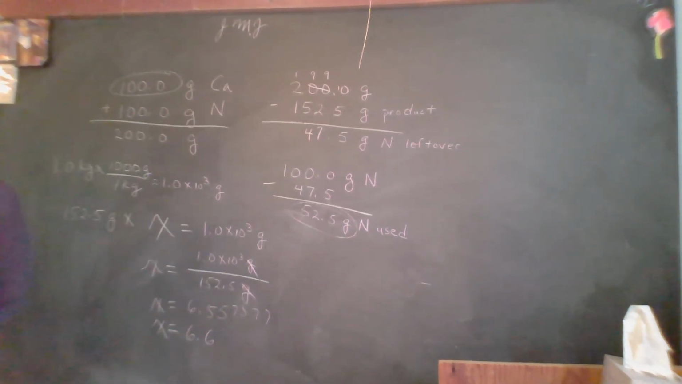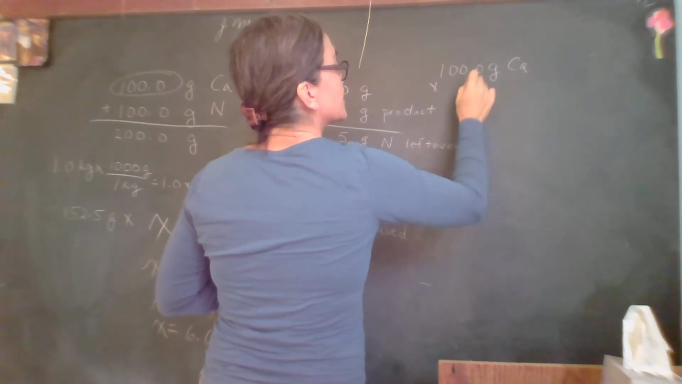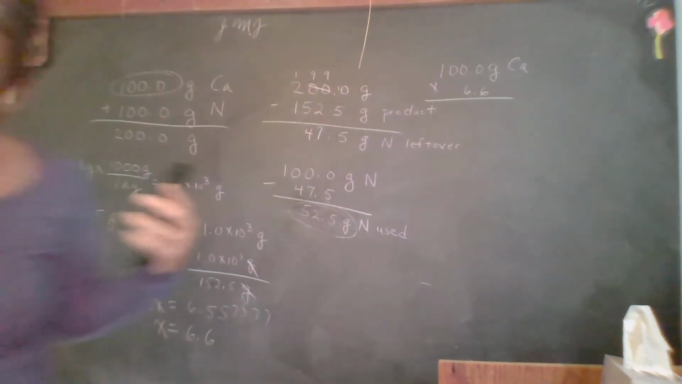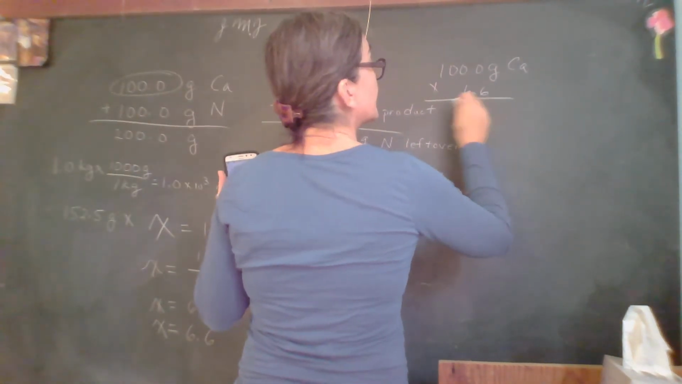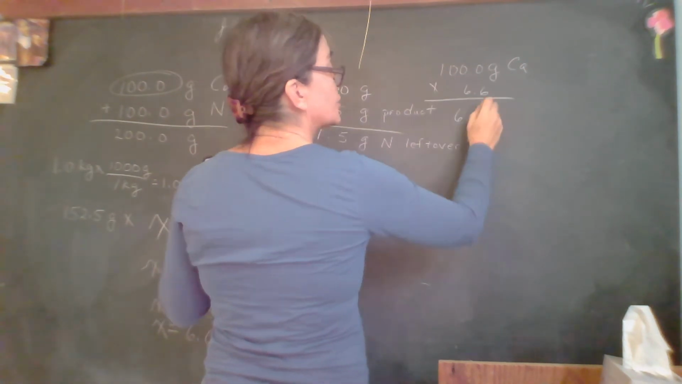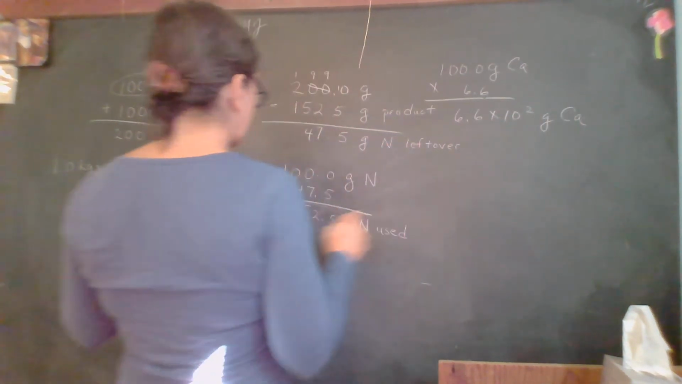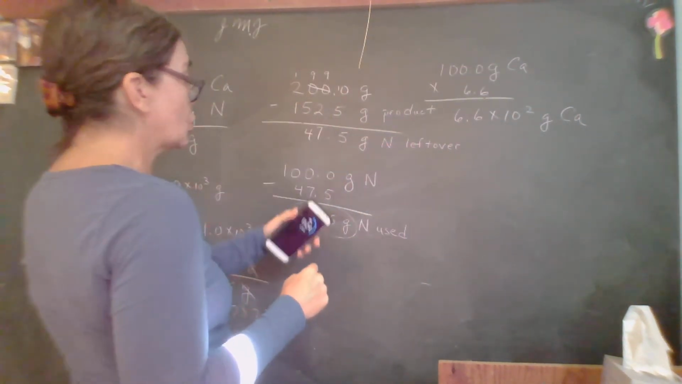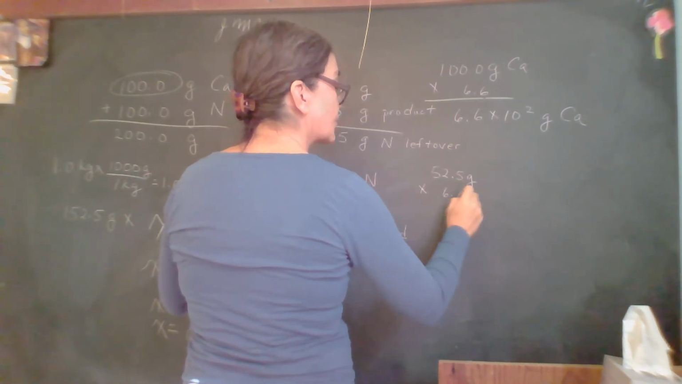Okay, but I'm not done yet. Now I have to go back and find out how much of these two reactants I need. So I'm going to multiply 100.0 grams of calcium times this conversion factor, 6.6. It's basically going to give me 6.6. I only want 2 significant digits, so 6.6 times 10 to the 2, really, grams of calcium. And for the nitrogen, I used 52.5 grams, and I want to multiply it by 6.6.